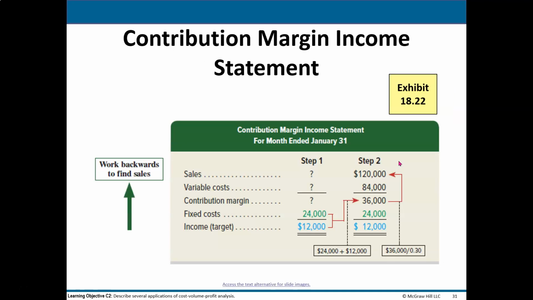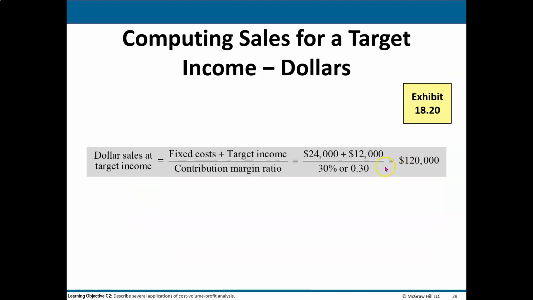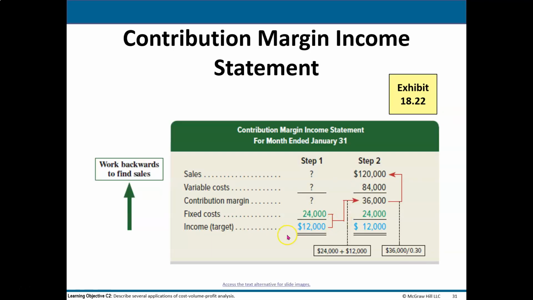Let's take a look at the contribution margin income statement for a moment. Let's say that I only know fixed costs, my target income, and my contribution margin ratio. I can go back and, with these three numbers here, do a complete contribution margin income statement. How do I do that?